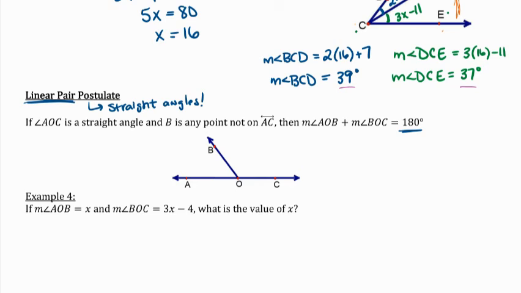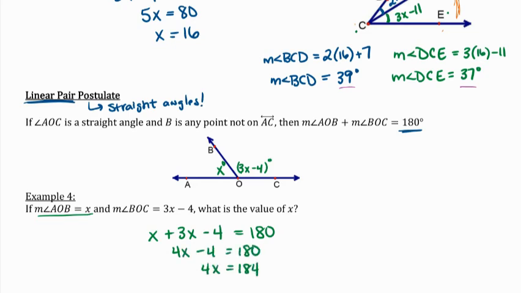So down here, for our example, we know that the measure of AOB is x. Well, AOB is here, so that'd be x degrees. And then angle BOC is 3x minus 4 degrees. Right? And then I don't need to be told the whole thing because I can see that's a straight line. So then I can add those together. X plus 3x minus 4 should equal 180 degrees. We get 4x minus 4. So 4x would equal 184, which means x equals 46.